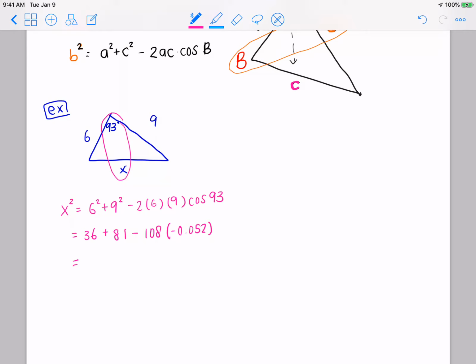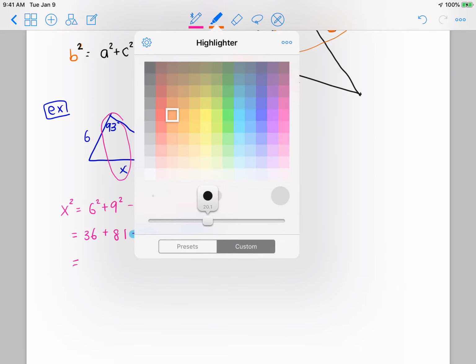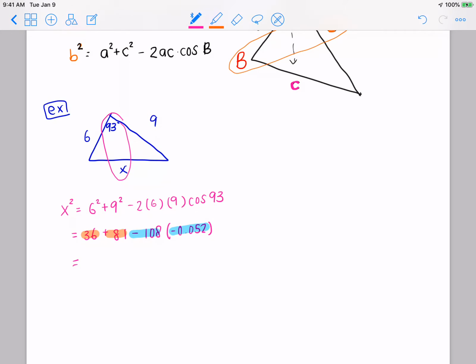Okay, I think this is the part where a lot of people get it mixed up. Some people see all three of these numbers together, and they'll just combine like terms all together. But keep in mind, the negative 108, this number, multiplies to the last number first. So you've got to get that done first according to PEMDAS, and then you can combine these two things. So 36 plus 81 is 117. And when you multiply those two blues together, it would be positive 5.612.